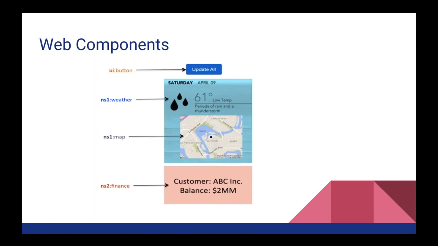So for example, let's consider a simple mobile app page, like the one that I'm showing here. If you look at this application, everything is a component in itself. A button itself is a component, and then we have a weather component which has a map inside, which is another component. We have a finance component, and all these should operate independently, but then you can assemble them as per your need. And that's the concept of web components.